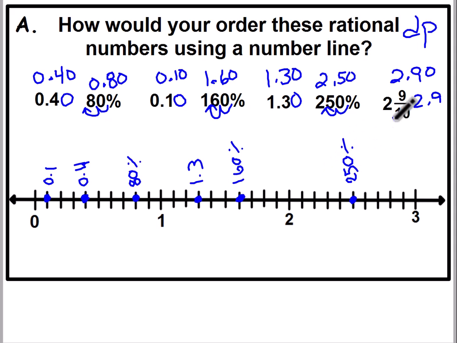And last but not least, $2.90. That's going to be 10 cents less than the 3. And the original format is 2 9/10. And there you go. We have now ordered these rational numbers on the number line.